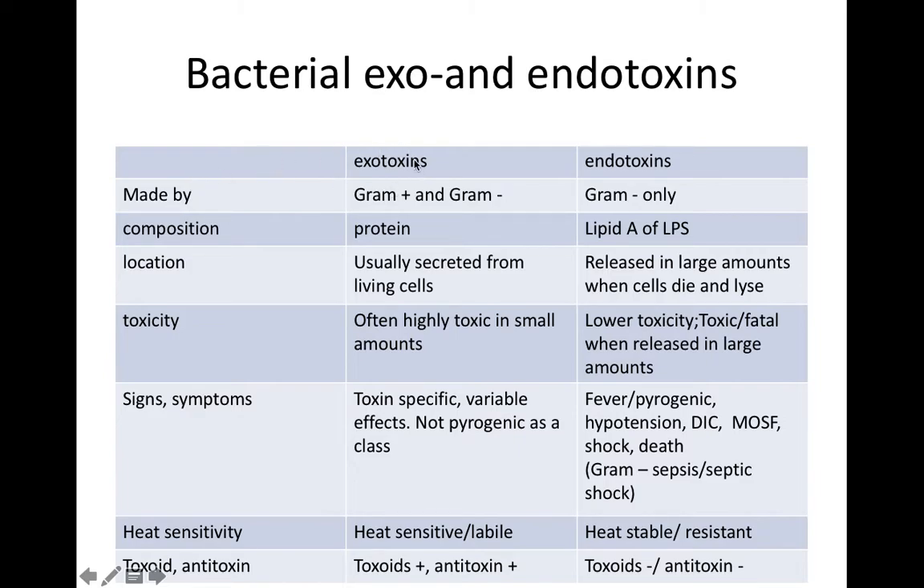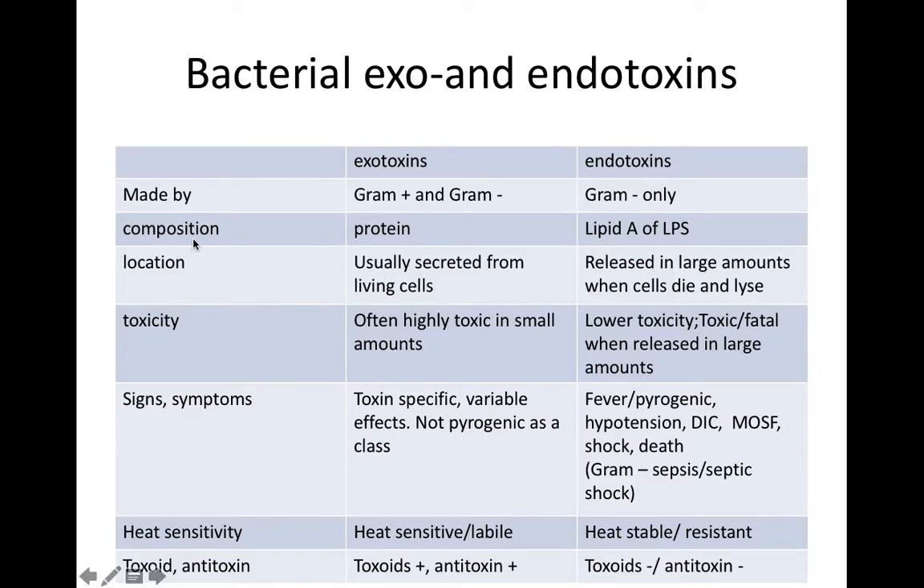With exotoxins, these are proteins. So a bacterium simply has to have the gene for the protein, and then it can make the exotoxin. So we would say that both gram positives and gram negatives can make exotoxins. In contrast, you guys remember endotoxins. Endotoxins are the lipid A of lipopolysaccharide found in the outer membrane of the gram-negative bacterial cell wall. So only gram-negative bacteria can make endotoxins, right?